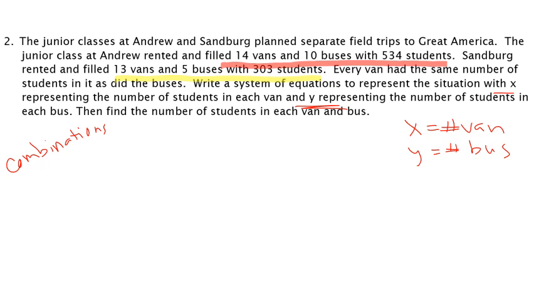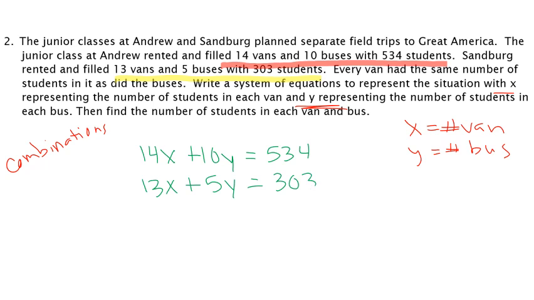So we're going to go ahead and write that system out. So 14x plus 10y is 534. And then we have 13x plus 5y is 303. This is definitely one where we can use elimination. And you can eliminate the x's, but you might see y is a little easier, right?